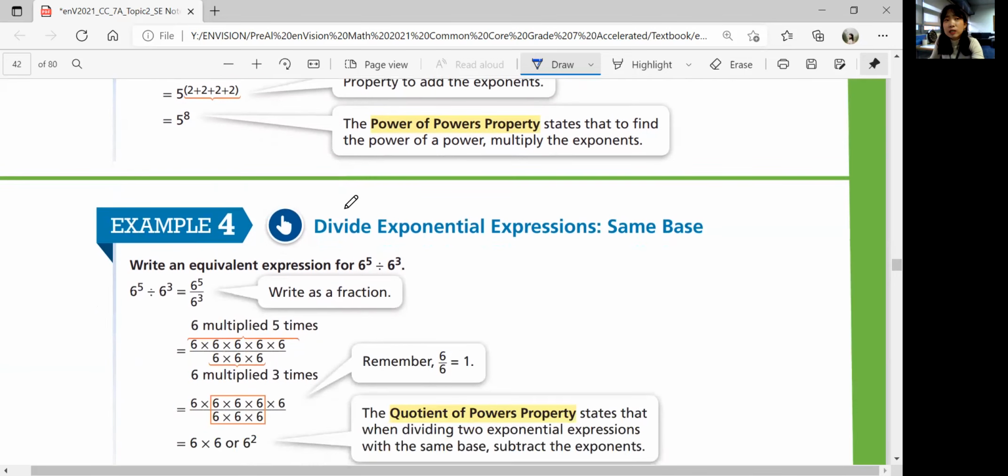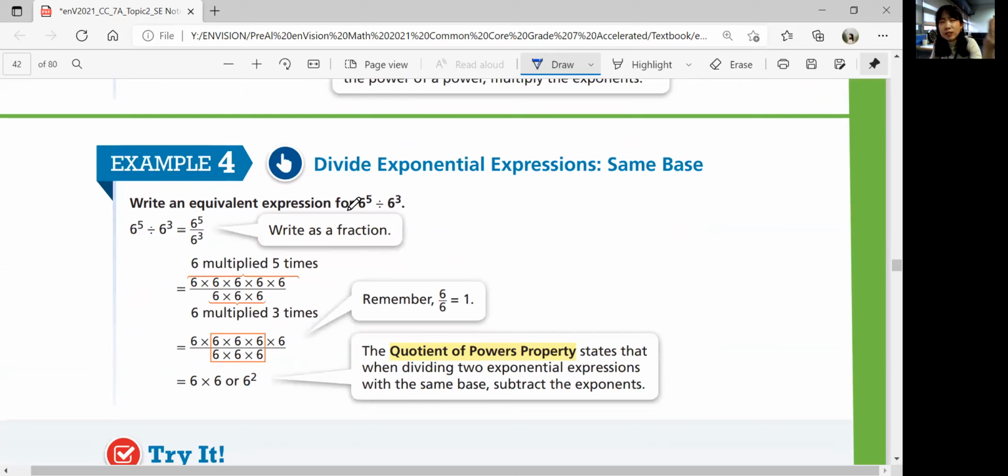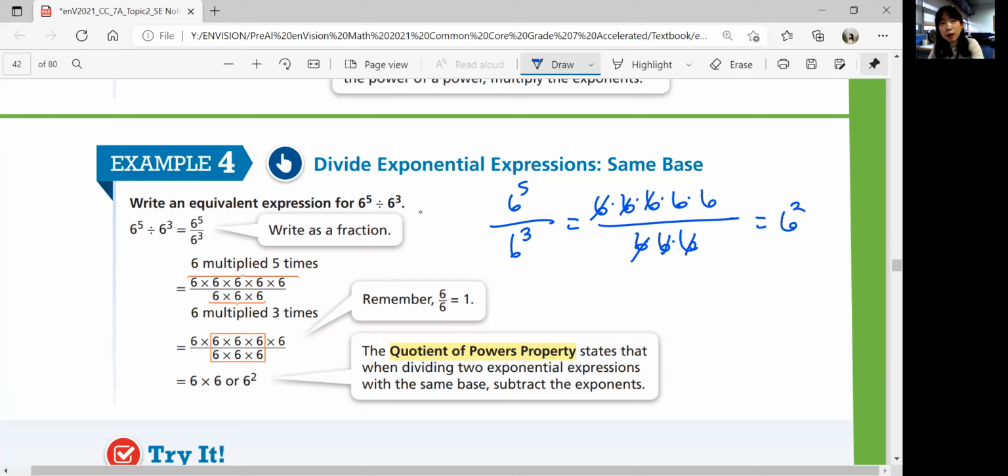Example 4, divide exponential expressions with the same base. What if there's division happening? What happens to our powers? Let's look at an example: 6 to the power of 5 divided by 6 to the power of 3. They have the same base. What is really happening there? It means you multiply 6 five times in the numerator and multiply 6 three times in the denominator. You can cross out 6 over 6 because 6 over 6 is 1. Cross out the 6s one by one, and what do you have left? 6 to the second power, which is 36.